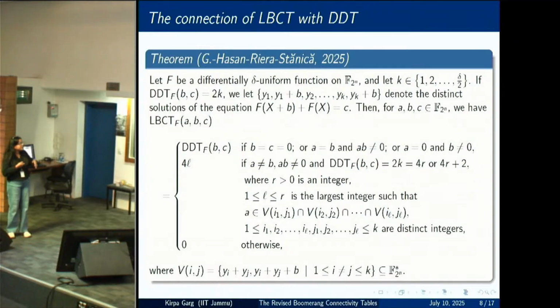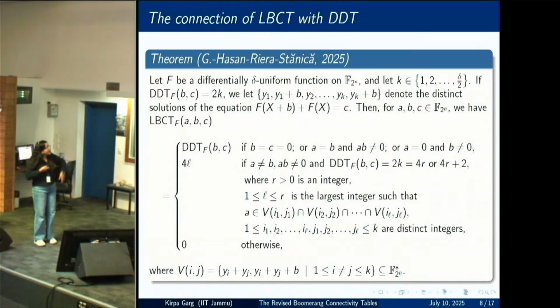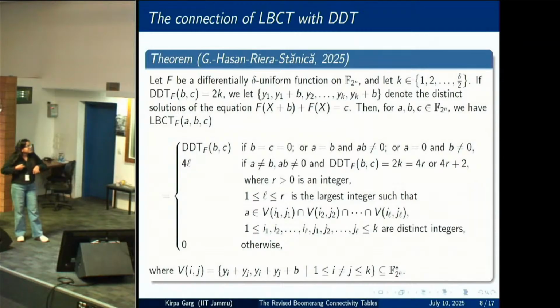So this is the interesting part, because it took a little time to get us here. Here you can see in this condition, if a is not b, ab is not equal to 0 and DDT is 2k, which is 4r or 4r plus 2, r is an integer. Here I am not talking about the DDT 2. I am starting with r greater than 0, so I am starting with 4. If we have the DDT 2, then either this should hold: a is equal to b and ab is not equal to 0. That case is already done here. Here we start with the elements having DDT 4.